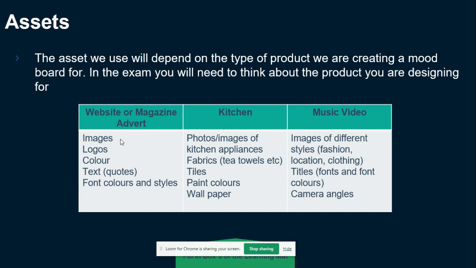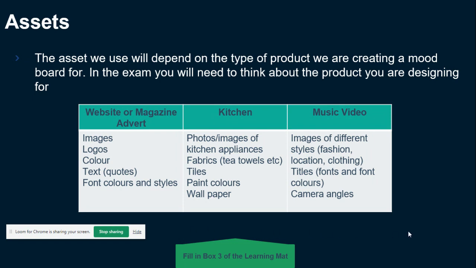Okay, so assets then, so the things that go on. The assets that we use will depend on the type of product that we are creating a mood board for. So in the exam, now I know that whether you're in year 9 or 10, no one's actually got to discussions about the exam yet. The year 10s obviously are the closest ones to it, and you guys will be starting to revise for the exam not too long after we come back to school. So hopefully when we come back sometime in September, I'm hoping, we will start to discuss component 3, which will kick in towards the beginning of February.